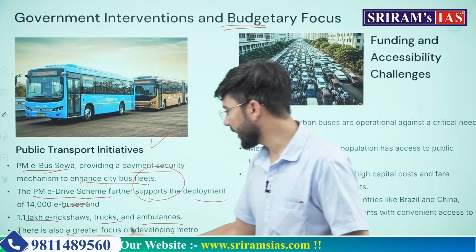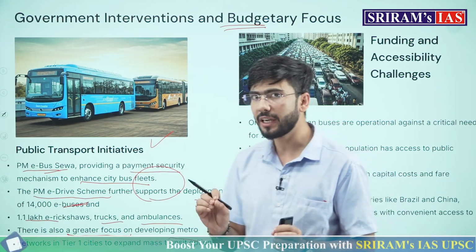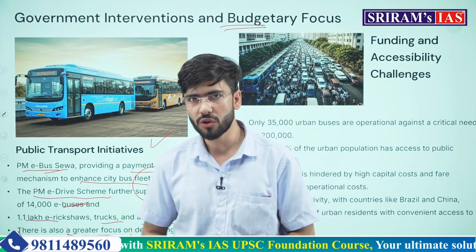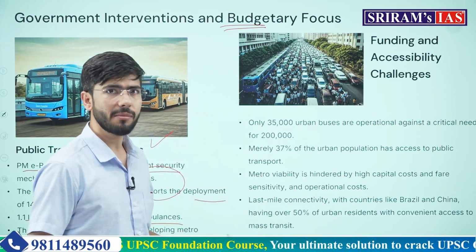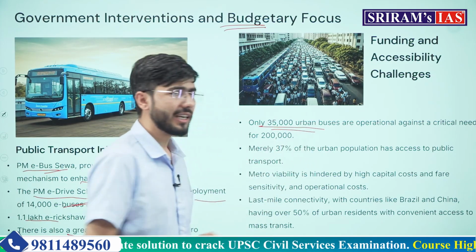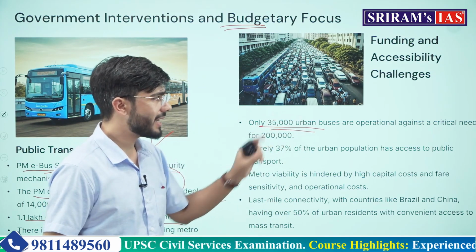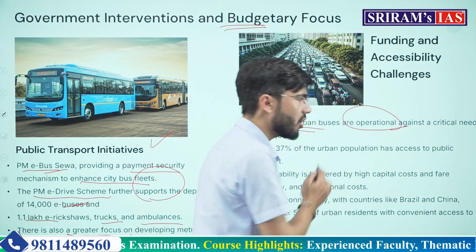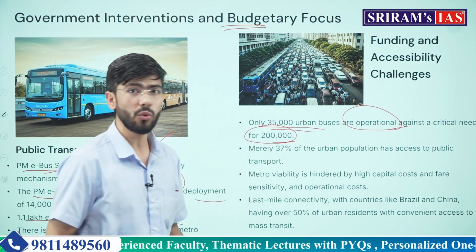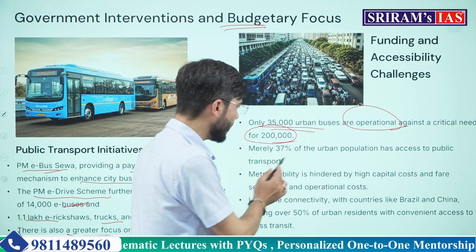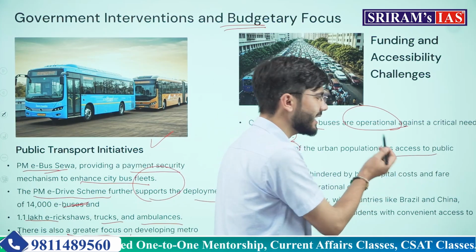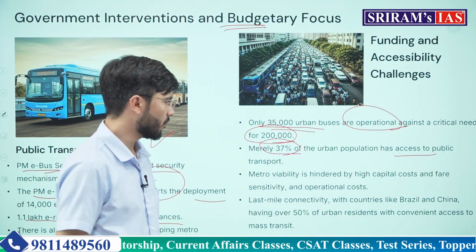Lastly, we have a greater focus on developing the metro networks. But there is a challenge in this transport sector, as you see that this demands huge capital investment. Further, only 35,000 urban buses are operational, but there is actually the need of around 22 lakh such buses. Further, merely 37% of the urban population has access to public transport.